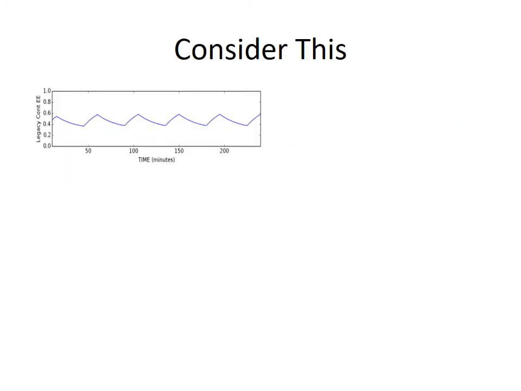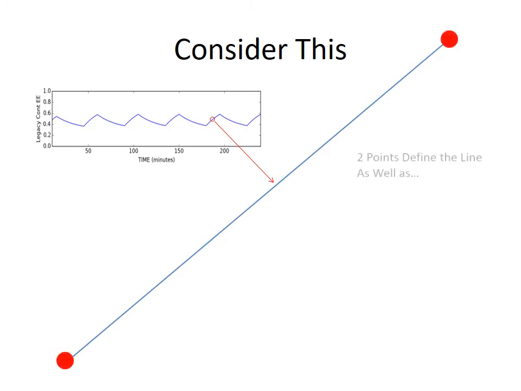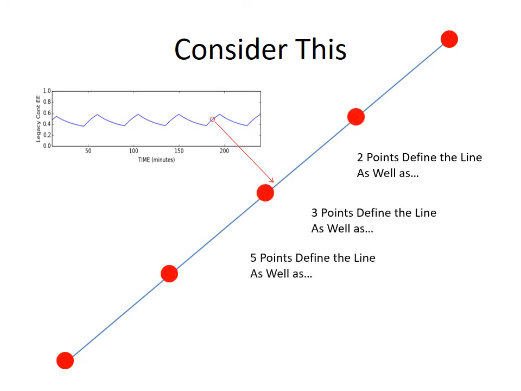Another way of looking at this is if we take about a 10-minute section of this legacy system output, it very closely approximates a straight line. And 2 points will define that line, as well as 3 points, as well as 5 points, and as well as 9 points. And as you can see, you can increase that to 600 points, or 1,000 points, or 100,000 points, without really getting any new information. This is a really important point.